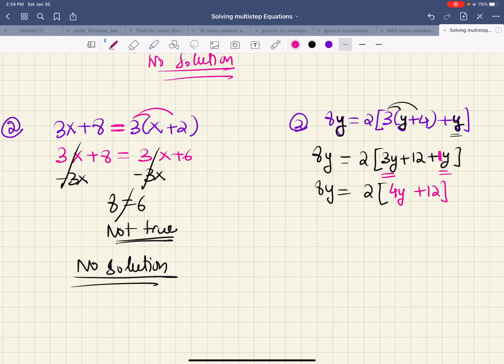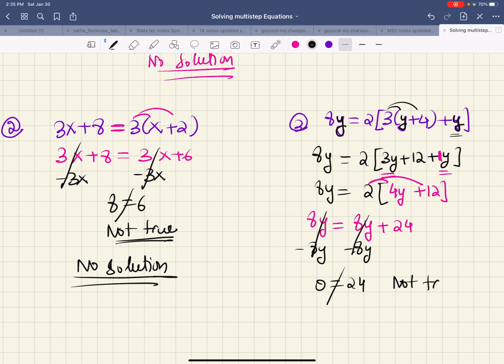Next step, we are going to isolate the variable. Before we can do that, we need to distribute this 2 inside, using the distributive property on the right-hand side. That leaves me with 8y plus 12 times 2, which is 24. Last step, I want the variables on one side, so I'm going to subtract 8y from both sides. That leaves me with 0 equals 24, and that is not true.